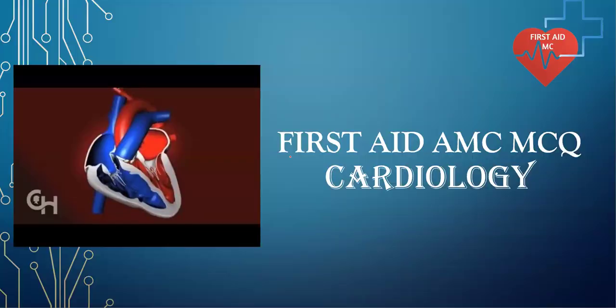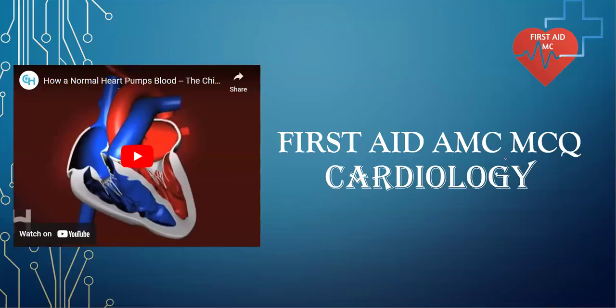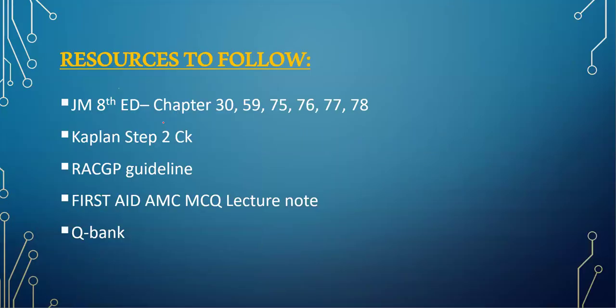All right, so let's start with that. Now for cardiology, what are the main resources that you need to follow? These are the main resources that I need you guys to have a read at least from JAM, but most of the important topics we will discuss anyway. So these are the chapters from JAM where you have the cardiac chapters: chapter 30, 59, 75, 6, 7, 8. And we will cover most of it anyway in the class.